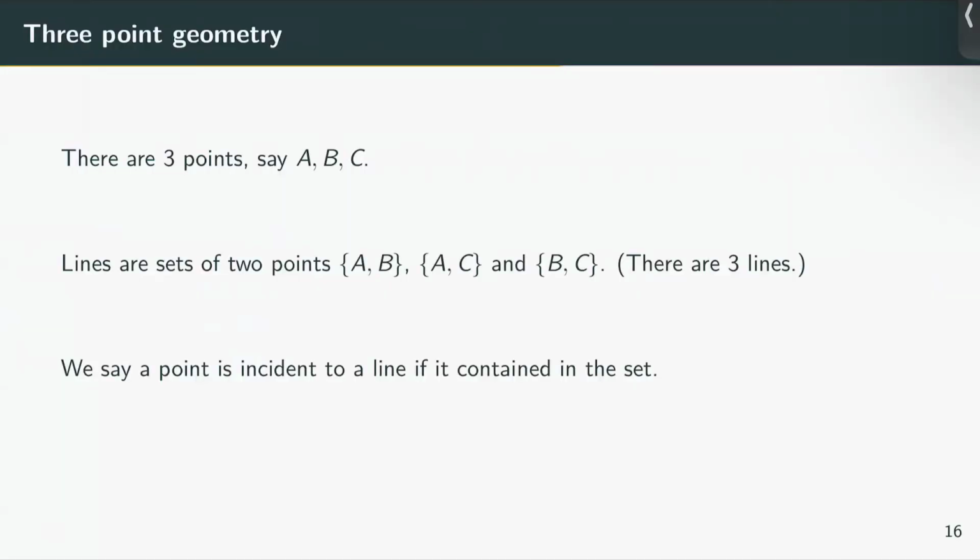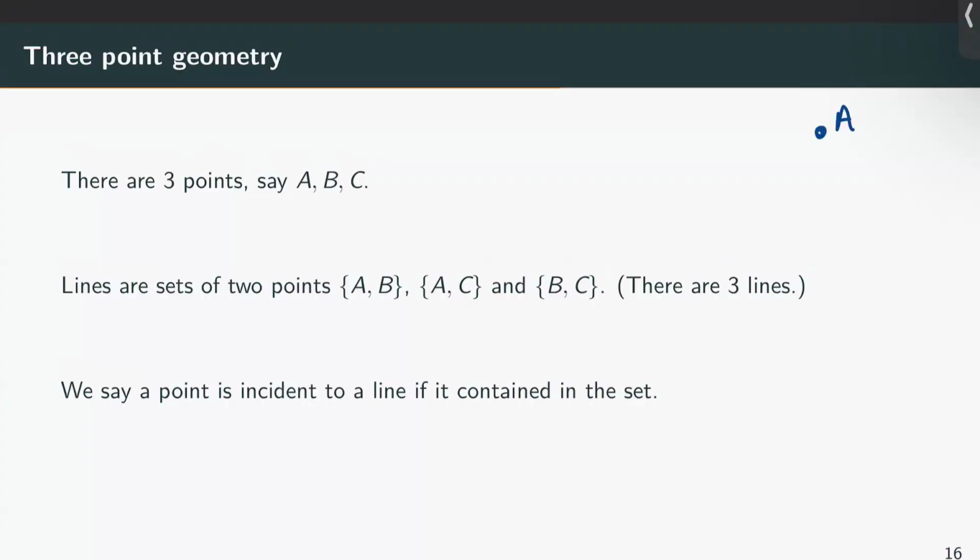So let's talk about the 3-point geometry first. Let's say we have 3 points, and we're going to name them A, B, and C. And the lines are sets of 2 points. So in this case, I have AB, AC, and BC. And we're going to say that a point is incident to a line if and only if it is contained in the set. So let's maybe draw a representation for this. We have 3 points, A, B, and C. Let's say that line is green. I'm thinking of that as the set with those 2 points in it. And maybe this one is purple.